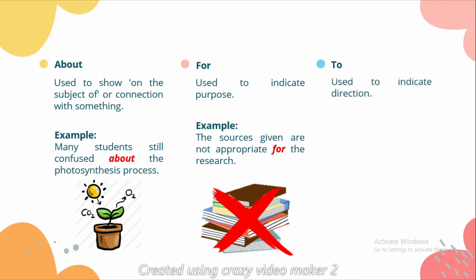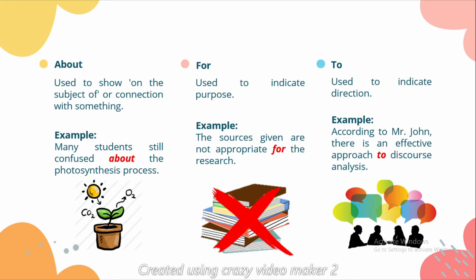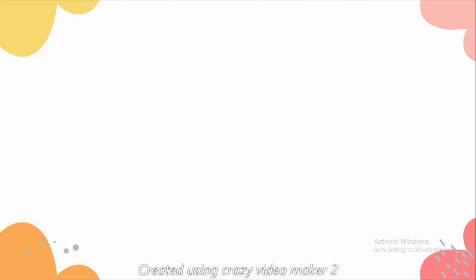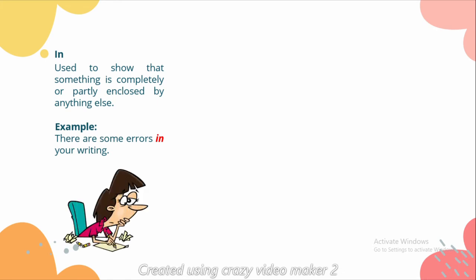To is used to indicate direction. For example, according to Mr. John, there is an effective approach to discourse analysis. In is used to show that something is completely or partly enclosed by something else. For example, there are some errors in your writing.